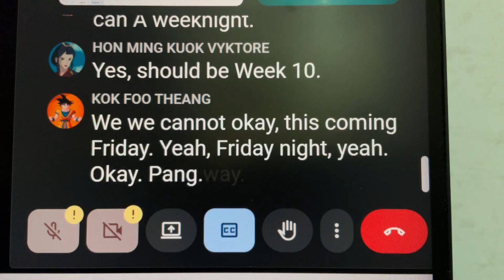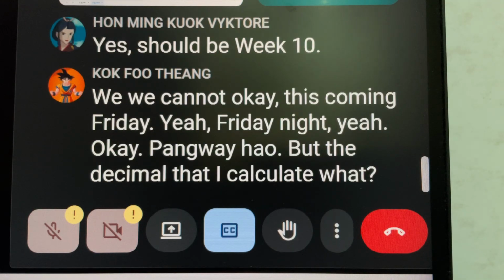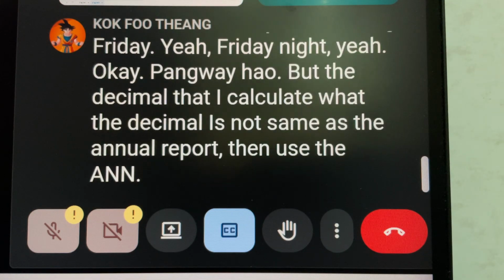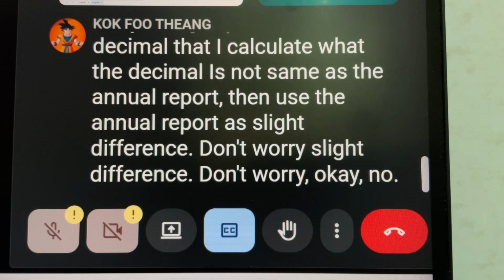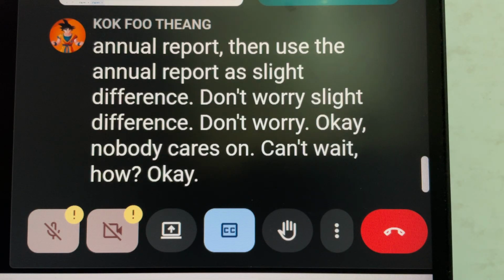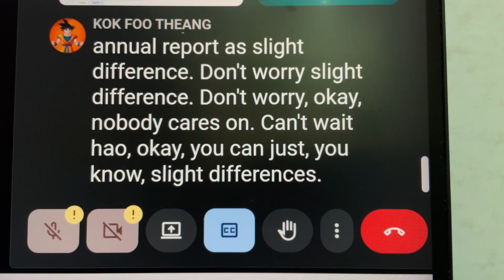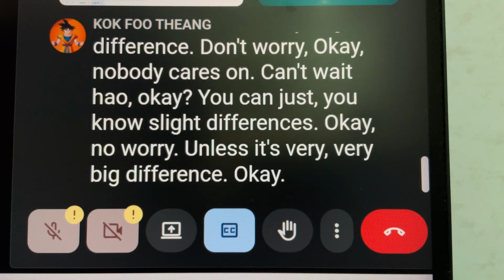But the decimal that I calculate is not the same as the annual report. Then use the annual report. A slight difference is okay, don't worry, nobody cares. Unless it's a very, very big difference.